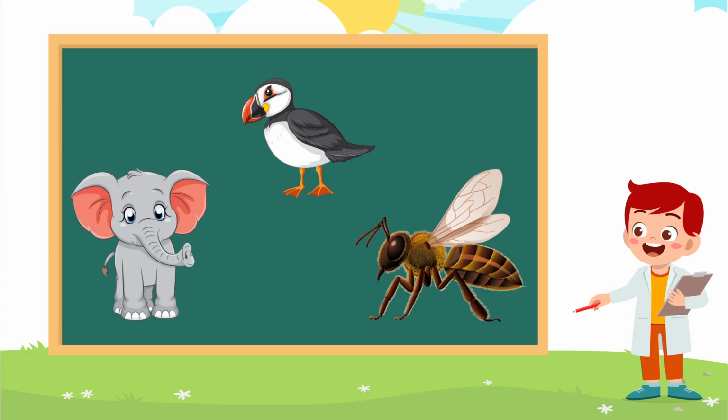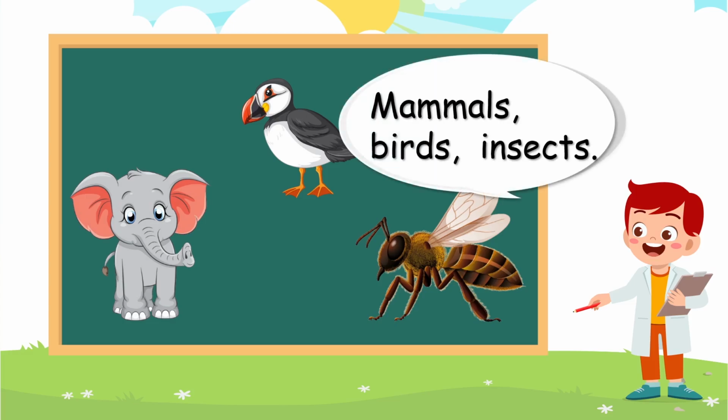Now, we're not going to say elephant. We want the name of the group of animals that it belongs to. Here we have mammals, birds, and insects. 3 very different groups of animals.